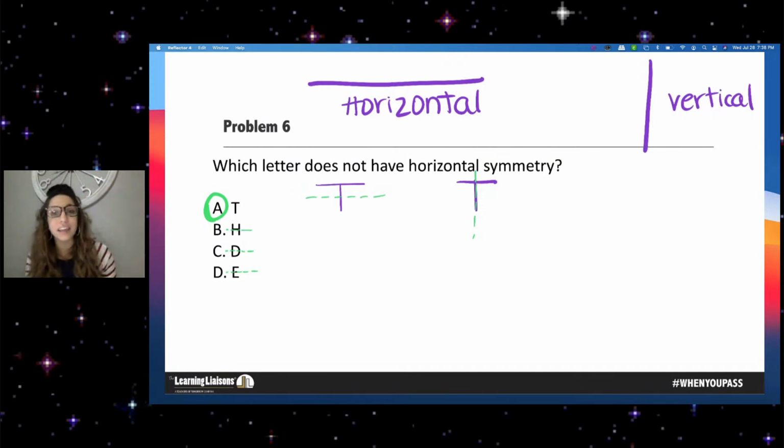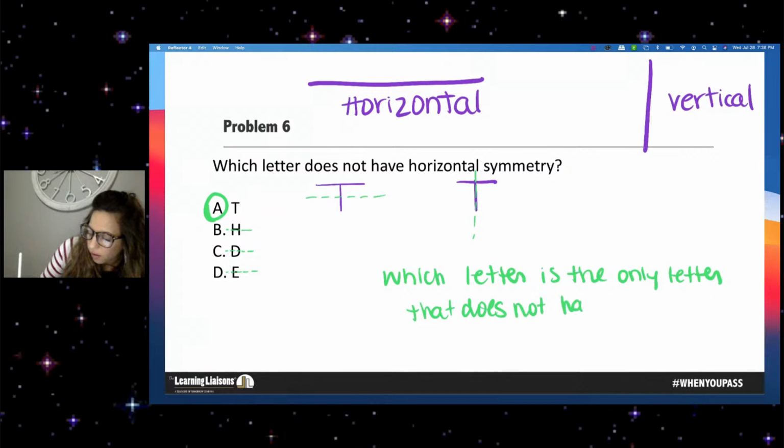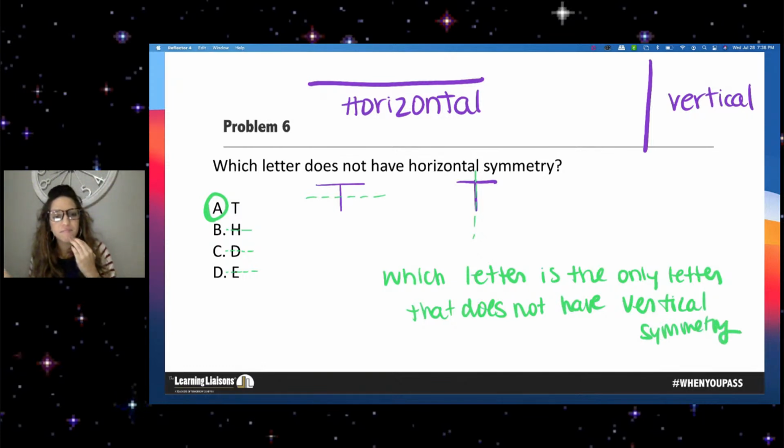I'm going to let you answer in the comments. Which letter is the only letter that does not have vertical symmetry? Oh, it's not only. There's multiples of them. I'm sorry.